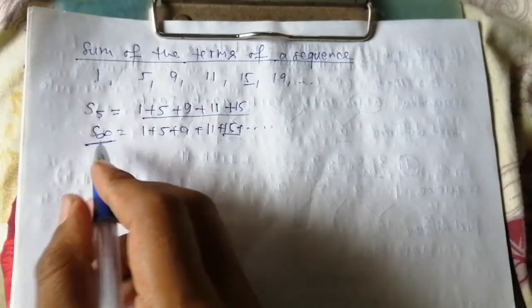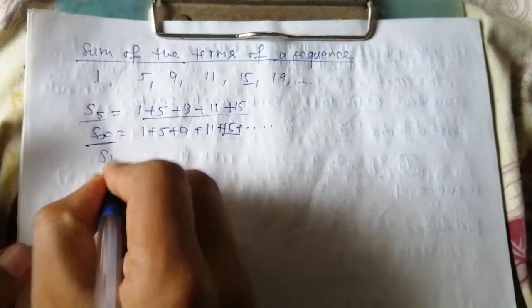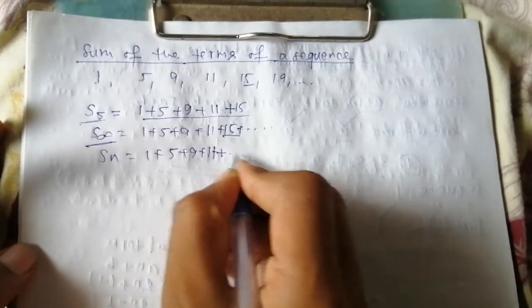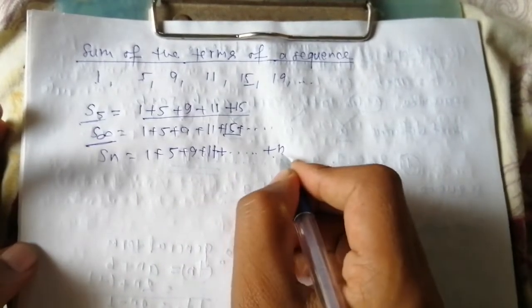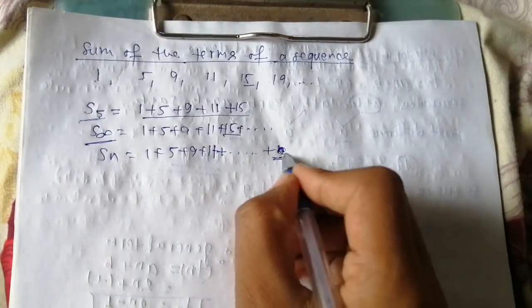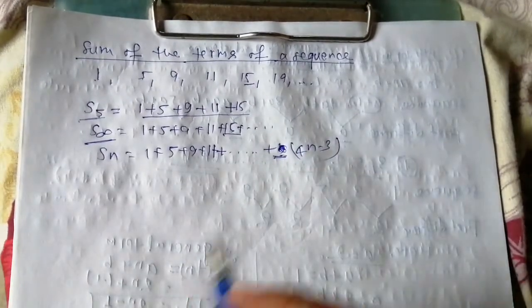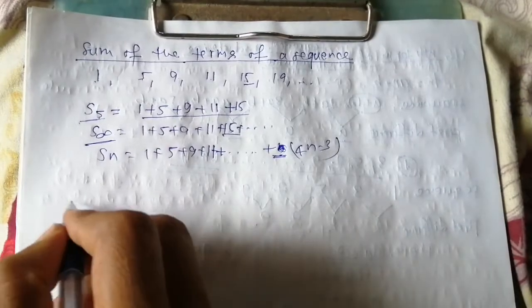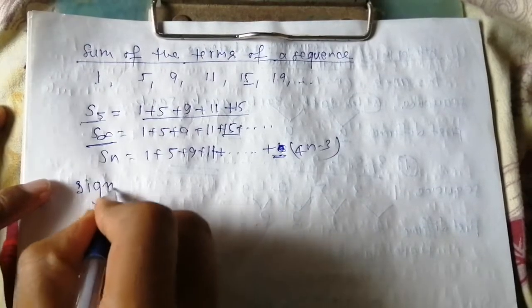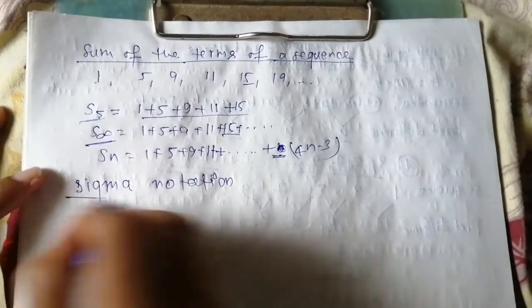So these types can be written as s infinity, or sn. So what about sn? 1 plus 5 plus 9 plus 13 plus dot dot dot up to the nth term. So what will be the general term? It will be 4n minus 3. So what will be the notation? Sigma notation. So how can it be written in sigma notation?